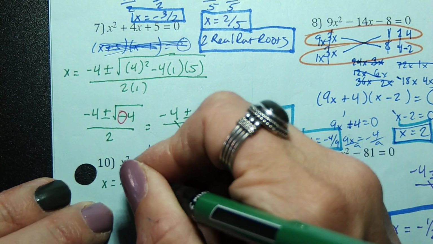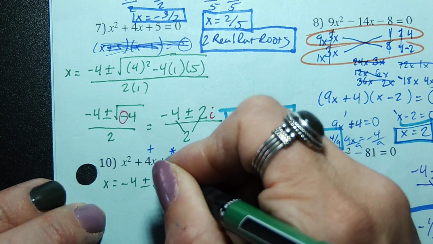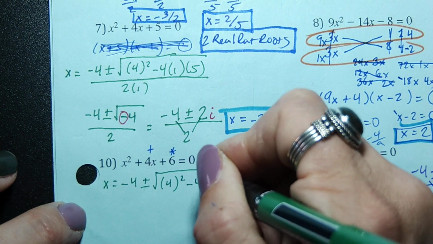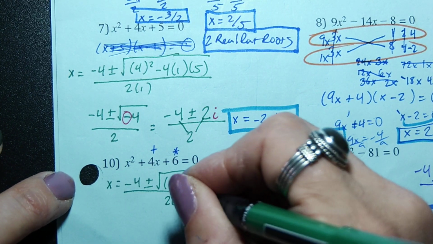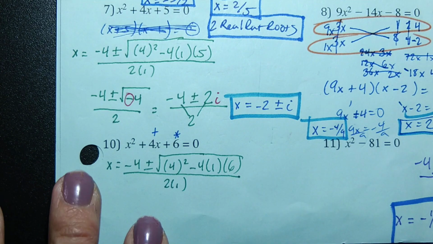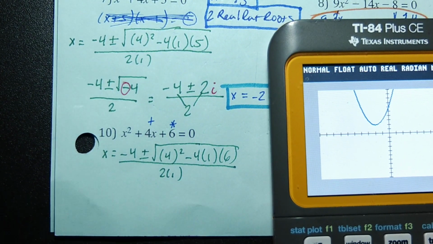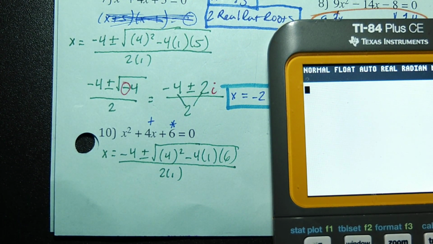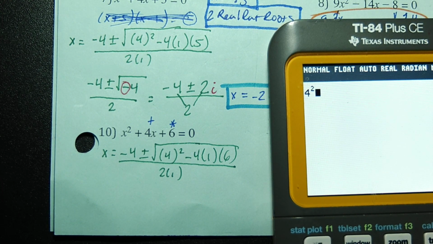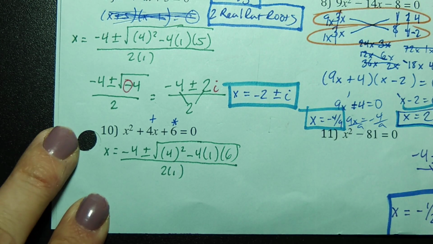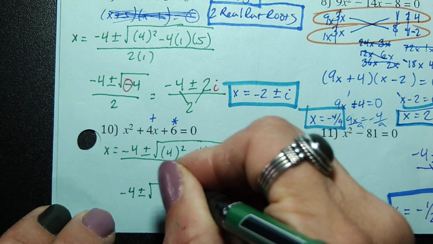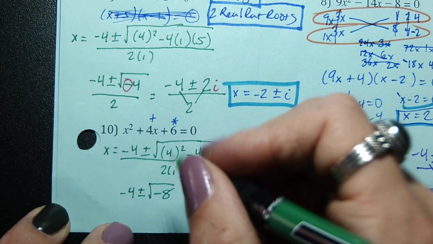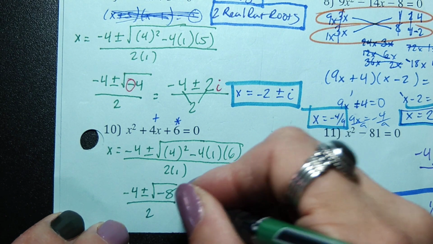Quadratic formula is negative b plus or minus the square root of b squared minus 4 times 1 times 6, all over 2 times 1. And let's see. To quit out of my graph and go to the home screen, second mode to quit. So 4 squared minus 4 times 6 is negative 8. And that's good. We should be getting a negative under that radical because we said that we should be getting those imaginary roots. Negative 8, all over 2.